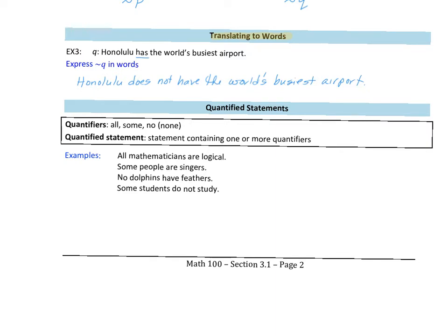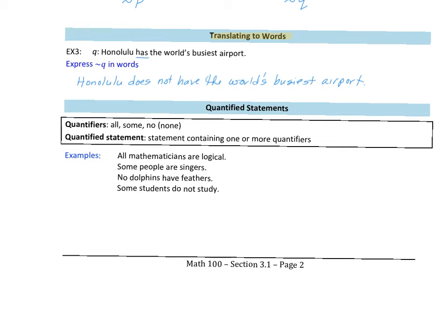Now, that's not the only way I could have said it. I could have said, it is not true that Honolulu has the world's busiest airport. It is not the case that Honolulu has the world's busiest airport. Typically, we don't want to use those phrases before our statement because it's just more writing. We always want to pick the easiest way to write things.